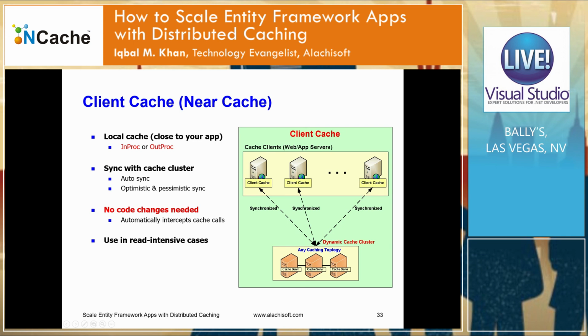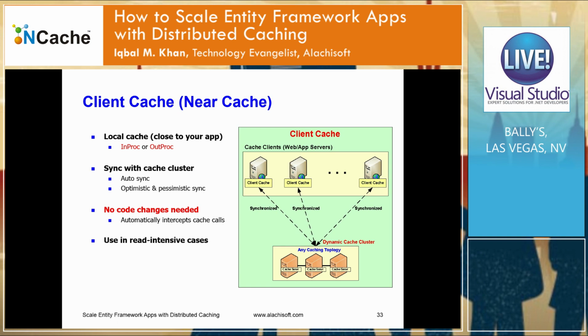And this connection is all transparent to the client. The client doesn't even know the client cache exists. It talks just as if it's talking to the clustered cache. In the case of NCache, you just plug it in through a configuration change, and the client cache automatically caches data on the client end.